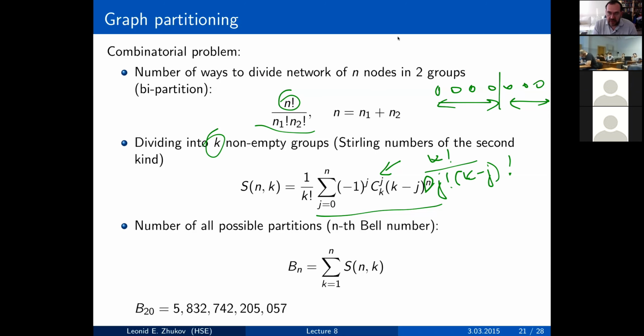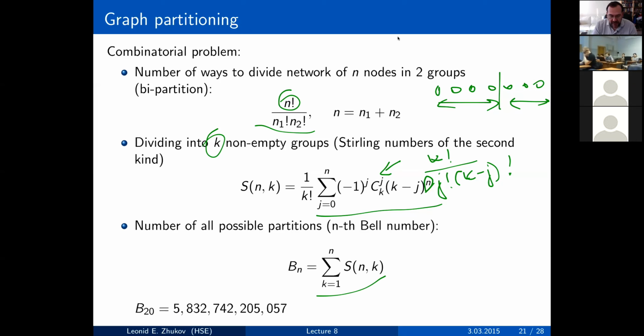And if I want to calculate the total number of possible clusters or non-empty groups, I'll actually need to try all kinds of partitions, partitioning the graph into 2 groups, 3 groups, 4 groups, 5 groups, up to n. And that means adding this together. And this will give us the total number of possible partitions. It's called the Bell number. Now, this is huge.